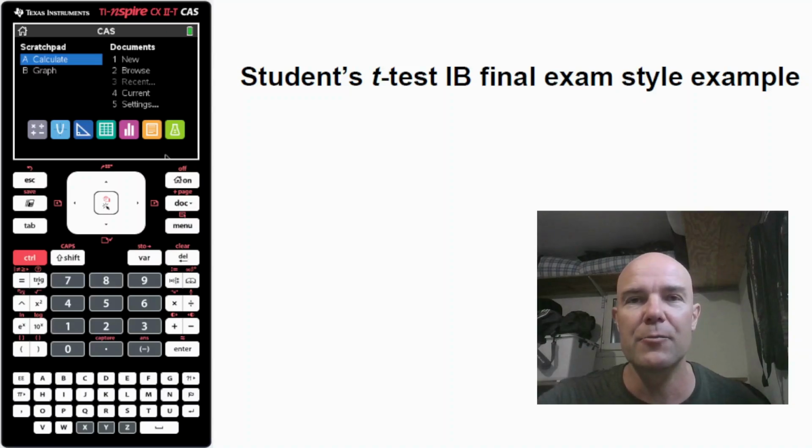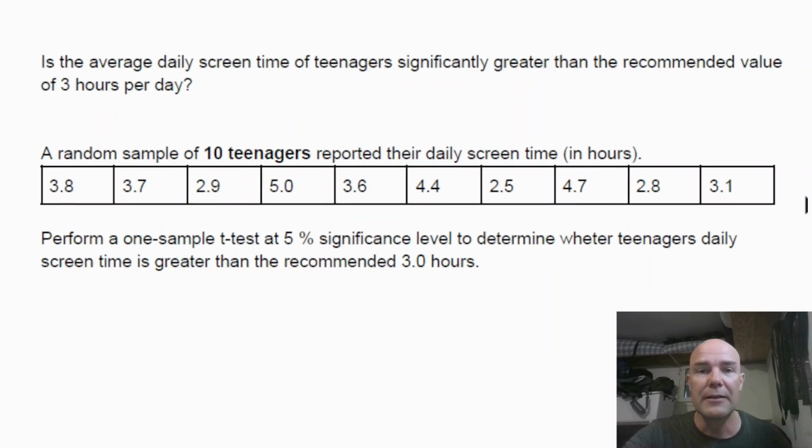Hello. In this video, we're going to look at a student t-test question using the TI Nspire calculator. Here is our question, a really typical question. The problem here, or what we need to investigate, is whether or not teenagers' mean screen time is greater than 3 hours. To answer that, there is a sample of 10 teenagers, and we are to perform a one sample t-test with a 5% significance level.